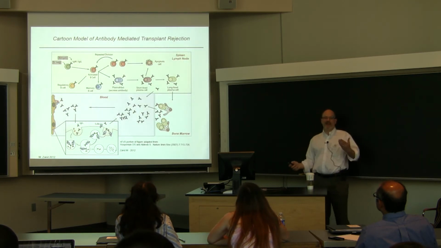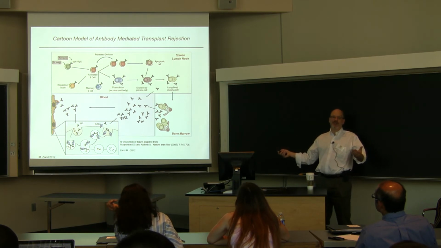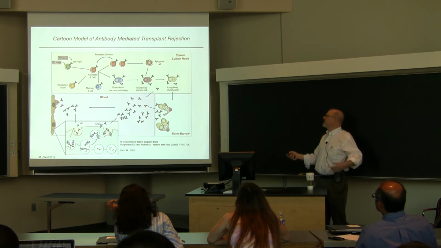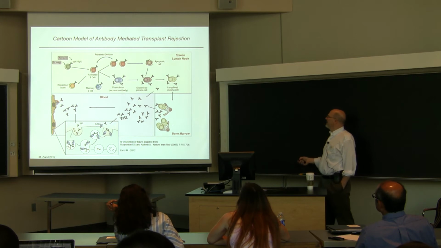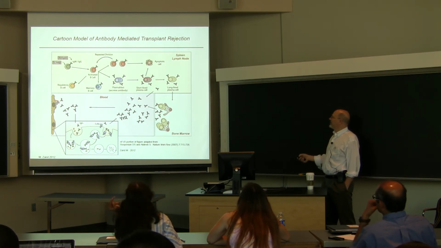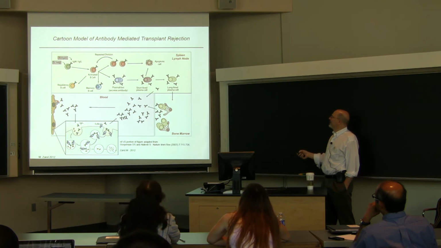So, here's the biological cartoon that we would draw as immunologists about antibody kinetics. Antibodies are produced in the bone marrow by long-lived plasma cells. They end up in the bloodstream. If you get B cells that are activated, those cells divide. They differentiate into antibody-secreting cells. Those antibody-secreting cells can be either short-lived or long-lived. The antibodies go into the bloodstream.